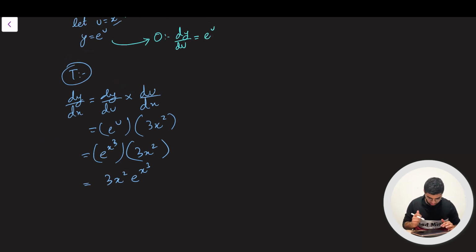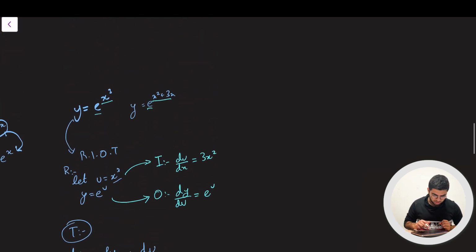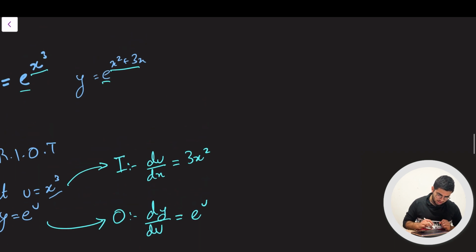So that is the derivative of one of them. Simple, you use the chain rule. And I want you to try this one on your own. Give it a shot. Same process as last time. Don't worry, it's very simple. Have a crack at it.